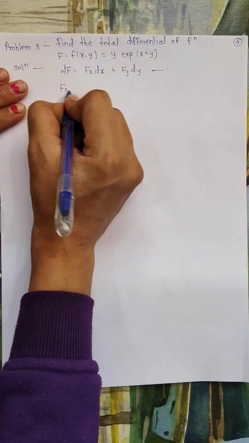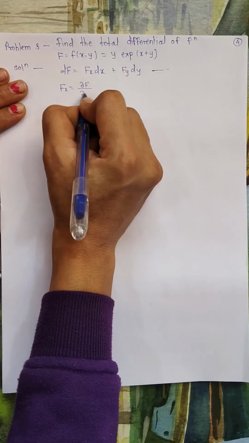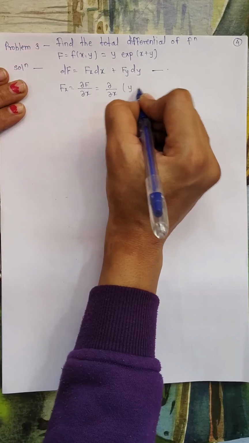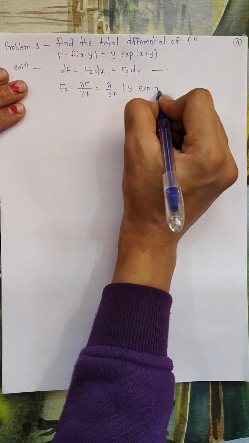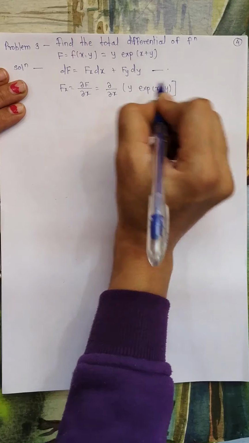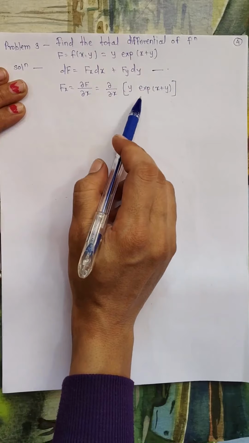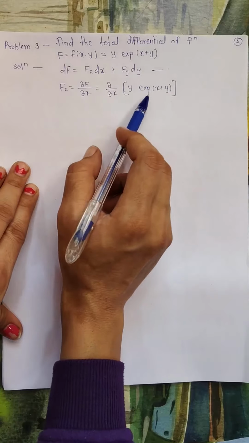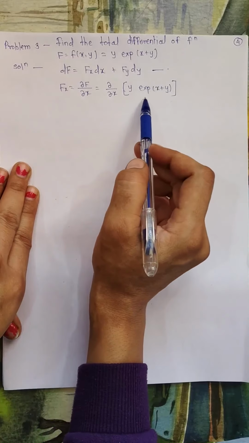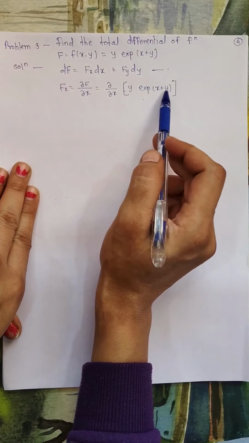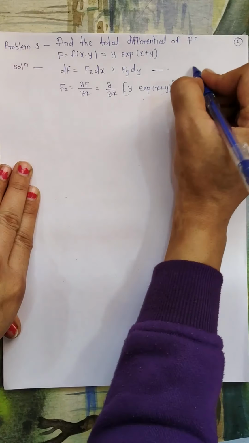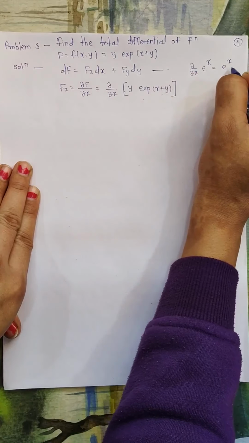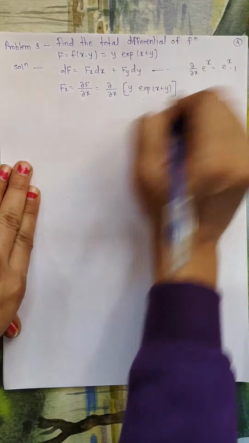So fx is nothing but dou f upon dou x at constant y, that is dou by dou x of y into exponential x plus y. Now you should know formulas related to derivatives from mathematics. That is expected. You should know the formulas to find derivatives. Now the derivative of e to the power any quantity is the same; suppose dou by dou x of e to the power x is nothing but e to the power x into the derivative of x, which is 1.